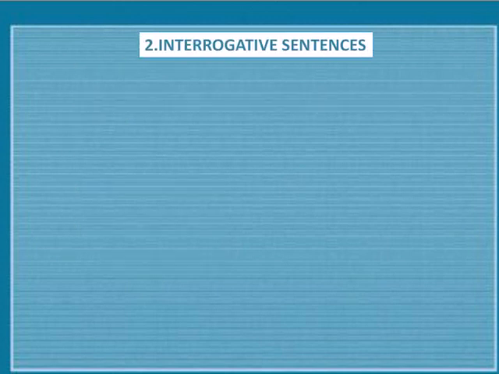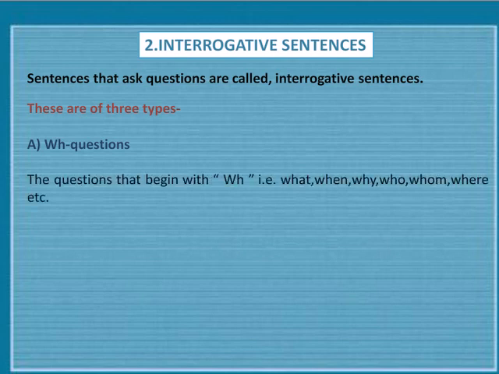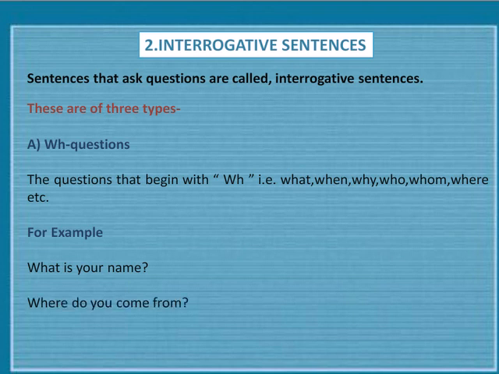Interrogative sentences. Sentences that ask questions are called interrogative sentences. These are of three types. WH questions: the questions that begin with WH, that is, what, when, why, who, whom, where, etc. For example, what is your name? Where do you come from? When will you complete your work?